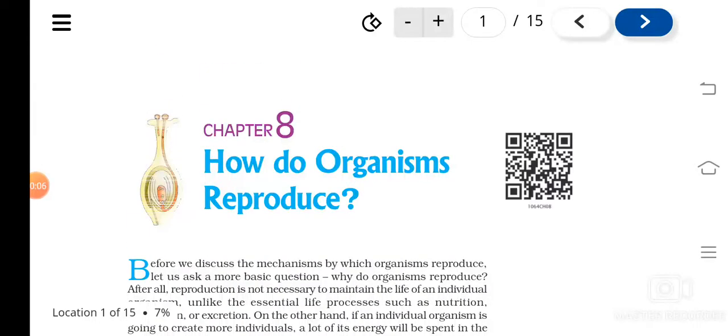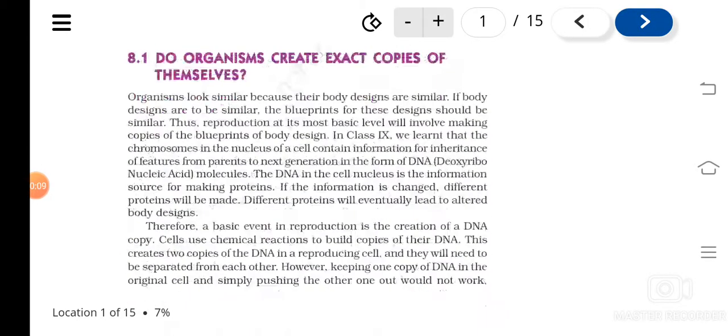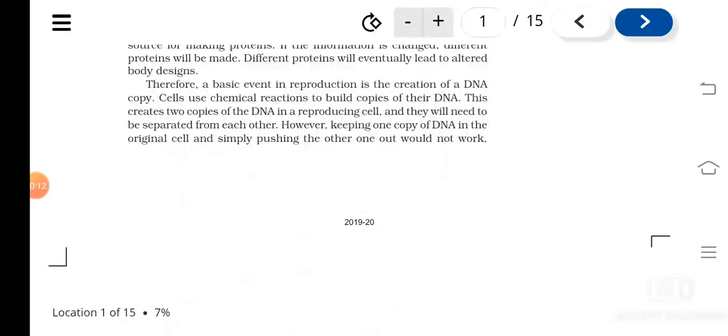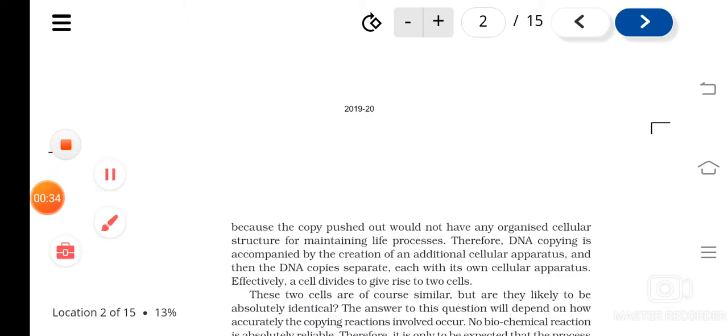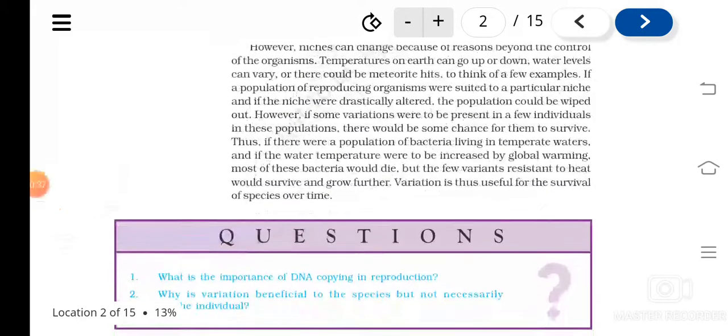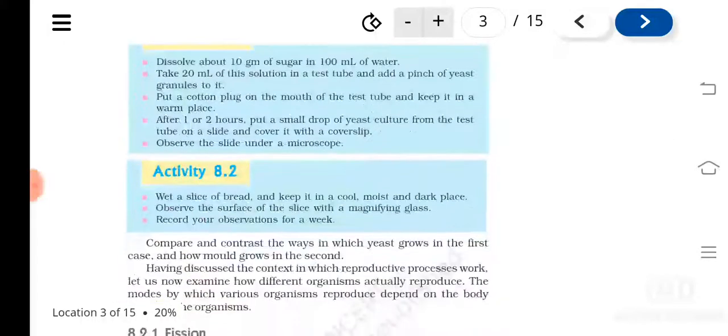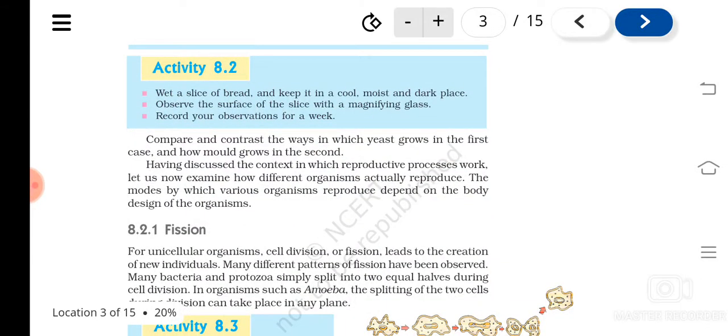So, we were studying chapter 8, How do organisms reproduce? And we have seen different types of reproduction, like asexual reproduction and sexual reproduction. And we also discussed the major differences between these two, isn't it? Sexual reproduction and asexual reproduction. And also we have seen that in sexual reproduction the chance of variation is more, okay, and that will result in variation, and this variation will be very helpful in evolution.